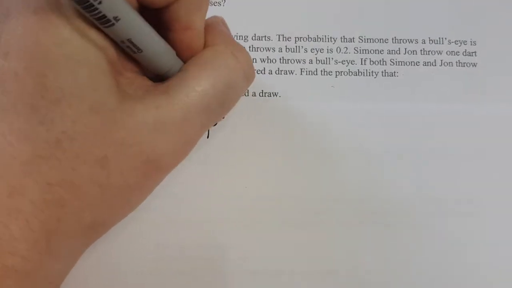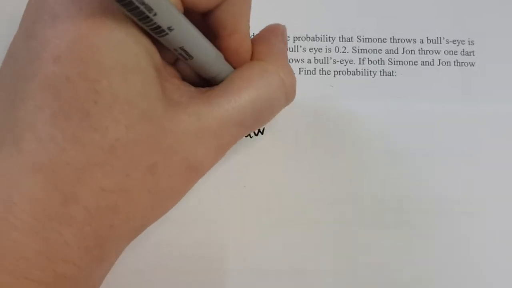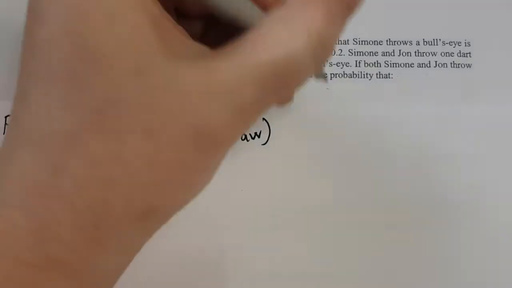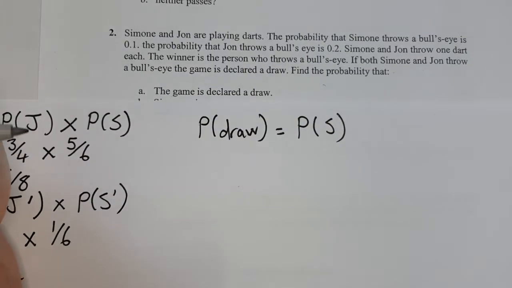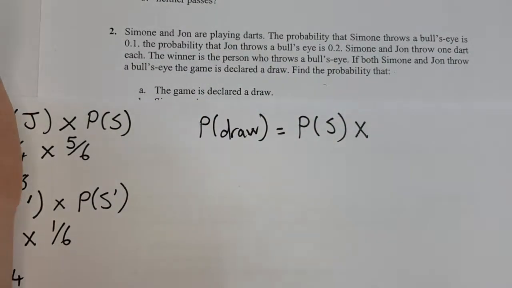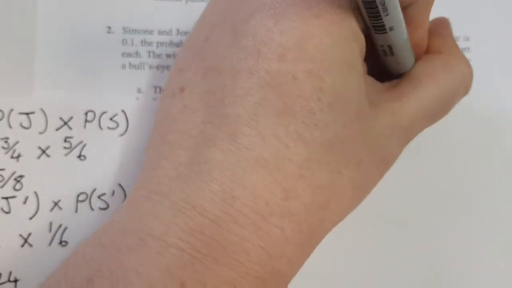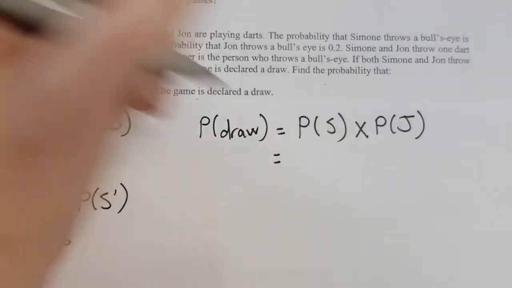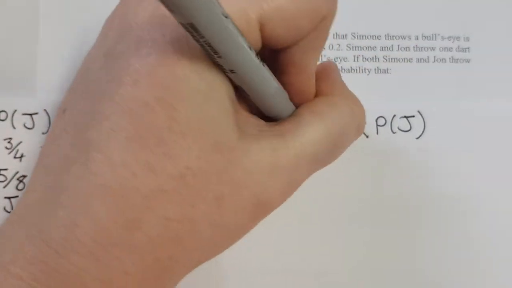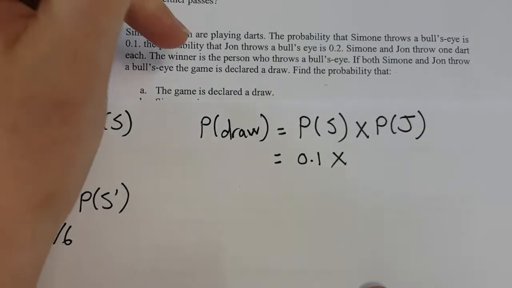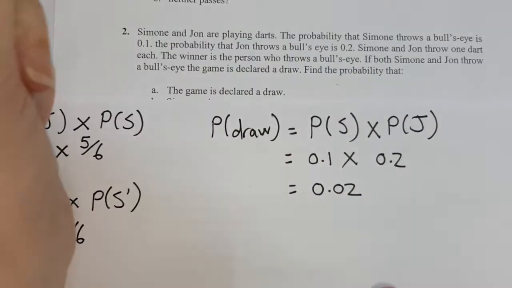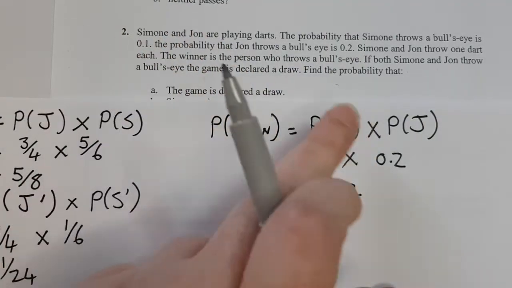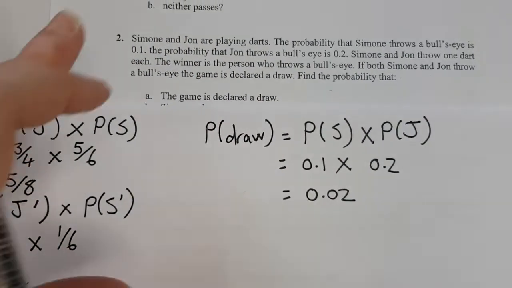So the probability of having a draw is going to be the probability that Simone threw a bullseye, and, so we multiply, the probability that John threw the bullseye. So the probability that Simone got one is 0.1, and the probability that John got one is 0.2. So if you type that into your calculator, you get an answer of 0.02. So as I said before, because this is now in decimals, we give our answer in decimals.